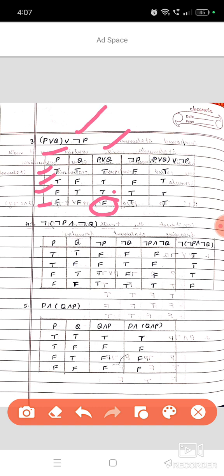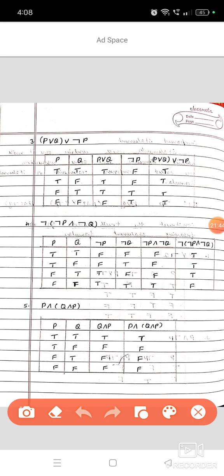Next we find not P. What is not P? Negation of P. Opposite of P. Here P true, not P false. P true, not P false. P false, not P true. P false, not P true.